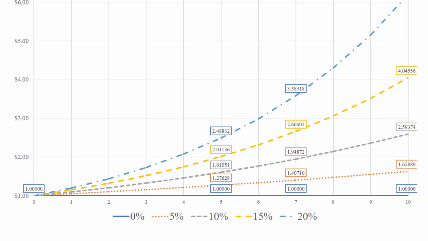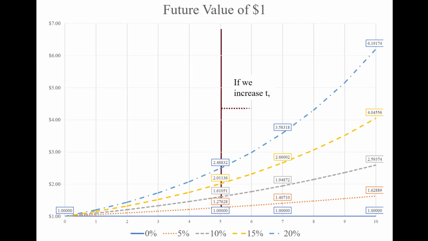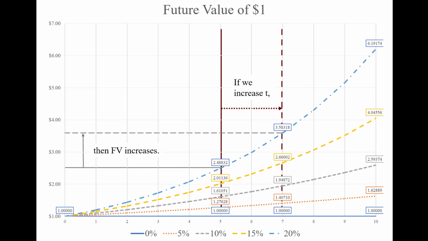And if we were going to save for 5 years and earned 20%, we could turn our $1 into $2.488 after 5 years. And after 7 years of growing our $1 at 20%, it would be worth $3.5318. And what we see is that if we have some time period, if we increase t, right, from 5 years to 7 years, then our future value is going to increase from 2.48 to 3.58.